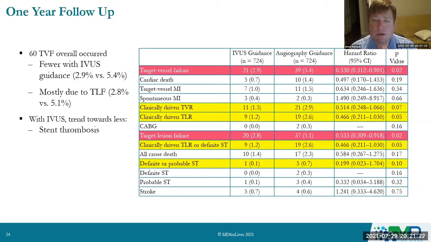What you can also see is that there was a reduction in clinically driven TVR and TLR, meaning that patients came back in with symptoms and were cathed outside of the protocol. So this was better for patients who had IVUS guidance. There was a reduction in definite or probable stent thrombosis, though it did not reach statistical significance at the 1-year time horizon. So can't draw any conclusions from that yet.